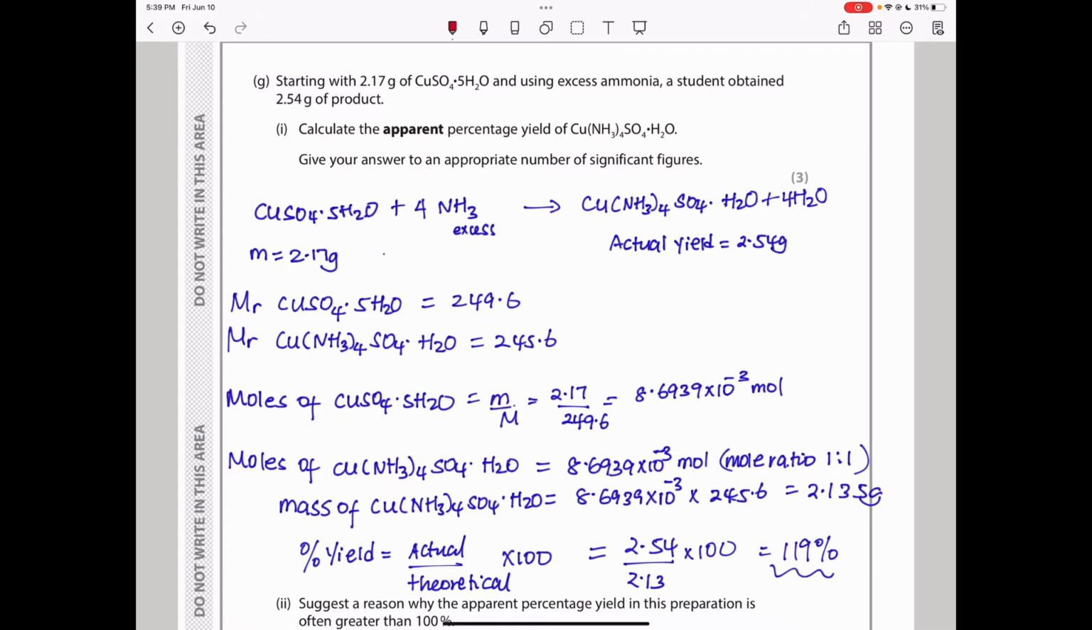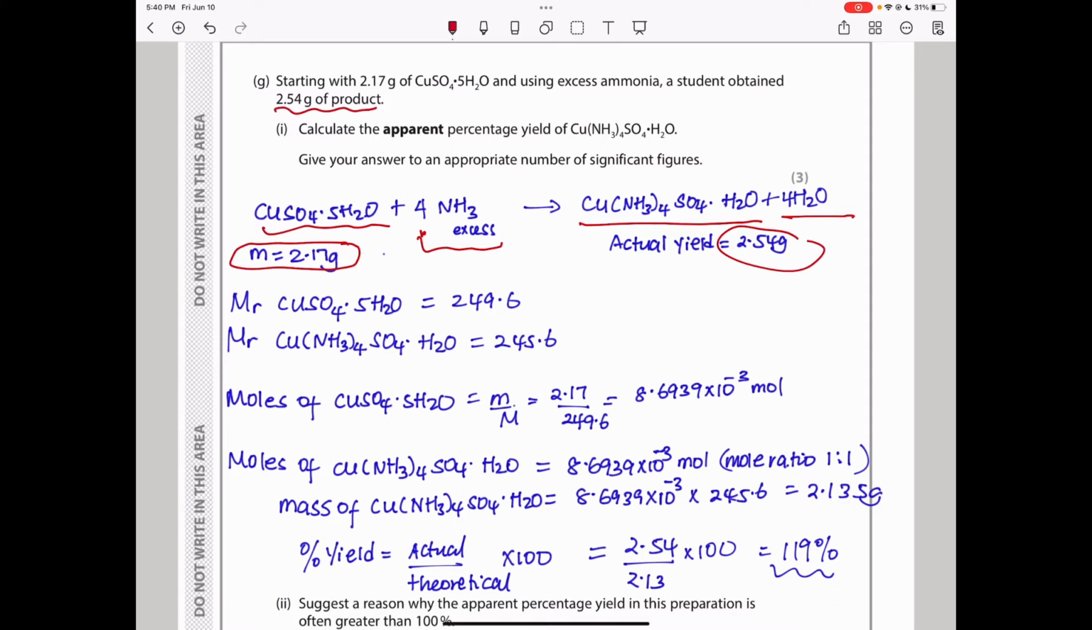The next part says, starting with 2.17 grams of copper sulfate, with 5 moles of water, and using excess ammonia, a student obtained 2.45 grams of product. Of course, this is easy. This is what you reacted, the hydrated copper sulfate, with ammonia to get the product and water. So we know this is the mass, and this is the actual yield.